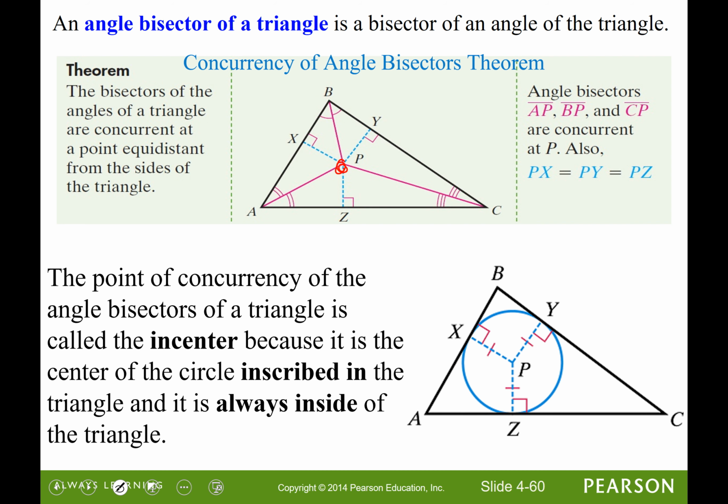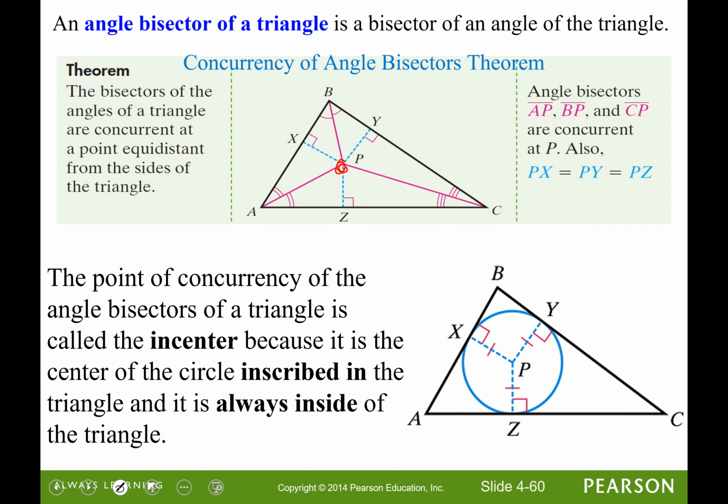The point of concurrency of the angle bisectors of a triangle is called the incenter. The reason for that one's name is because it is the center of the circle inscribed in the triangle, and it is always inside of the triangle. So you don't have to worry about, oh, it's acute, therefore it's inside, it's obtuse and it's different, right is different. The incenter is always on the inside of a triangle.